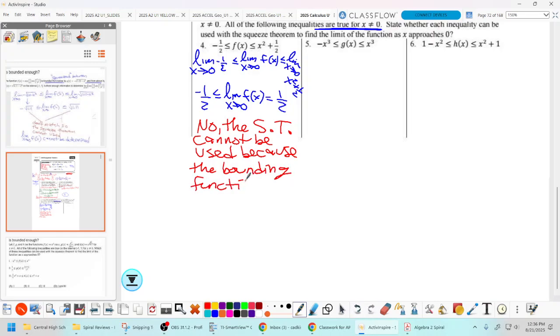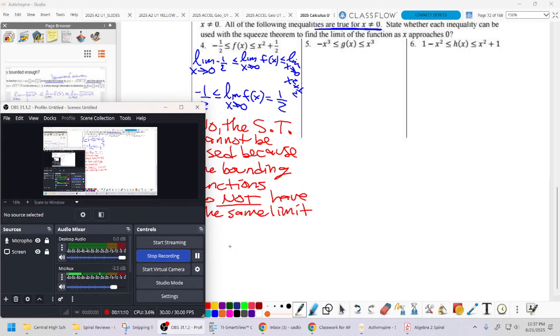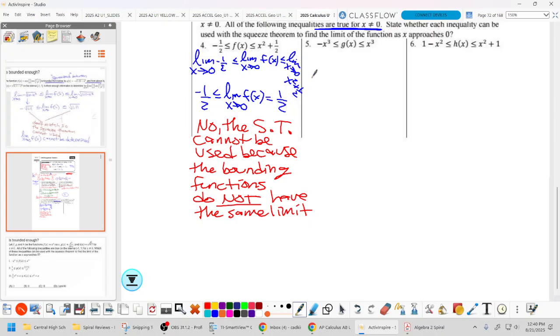Bounding functions do not have the same limit. Okay. Alright, how about the next one? Or actually, why don't you guys do the next two? Feel free to just pick one of them to write out and just on the other one just say yes or no. Just to practice your justification. Did I say that right? I don't want to write everything out, but you're going to end up with this for that one. So does the squeeze theorem work?